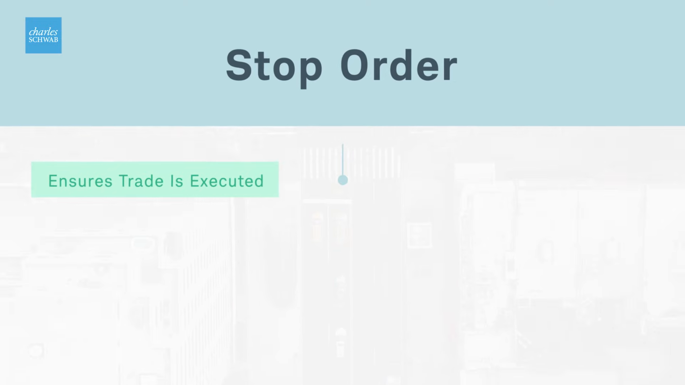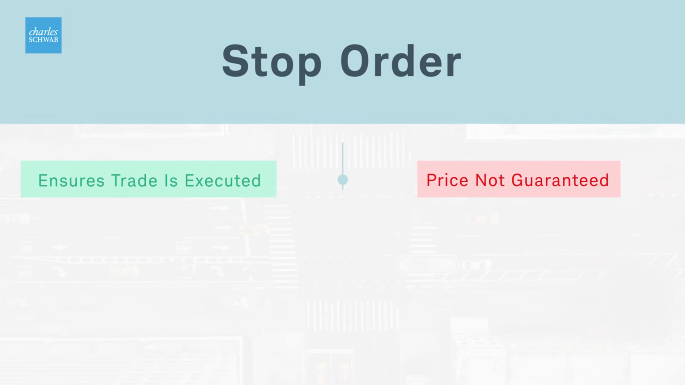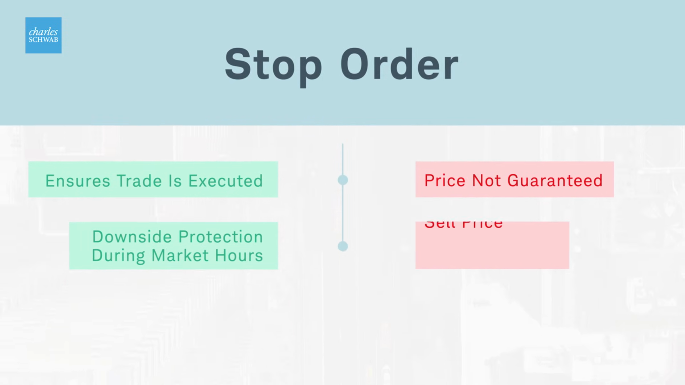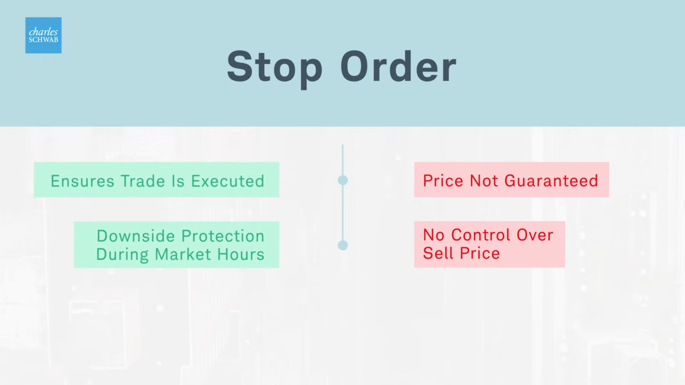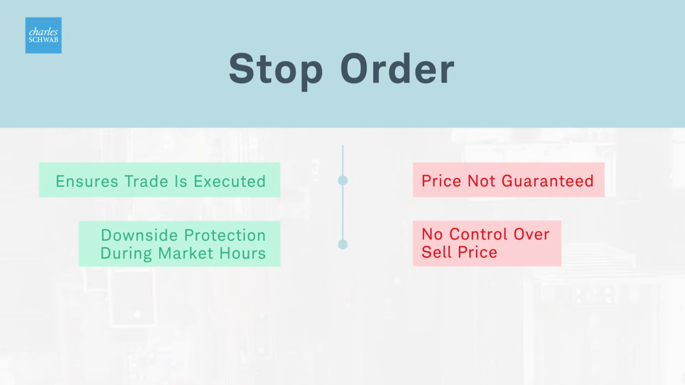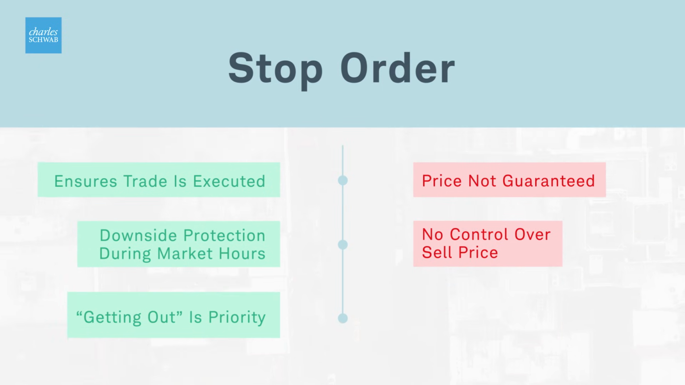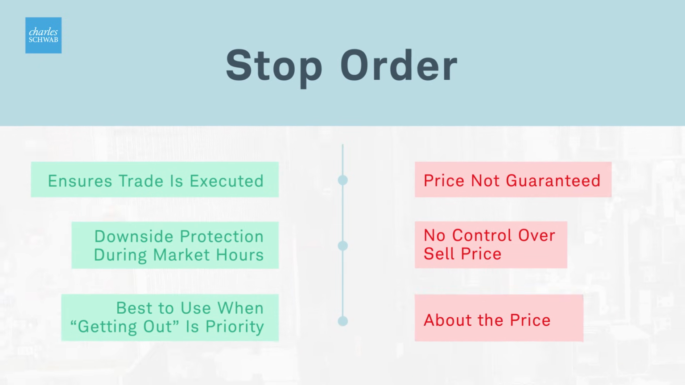A stop order typically ensures that your trade is executed, but it does not guarantee the price. It can provide protection during regular market hours, but in a volatile market, you have no control over the price you'll get, and you may face a larger than anticipated loss. Use a stop order when you are more concerned with getting out of the trade and are not as concerned about the price.